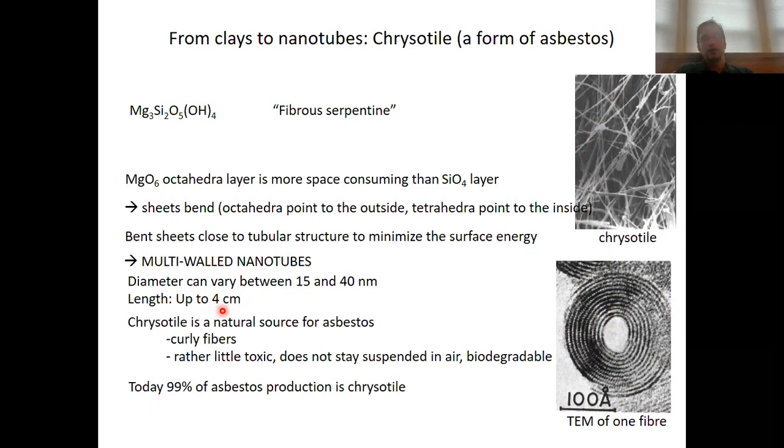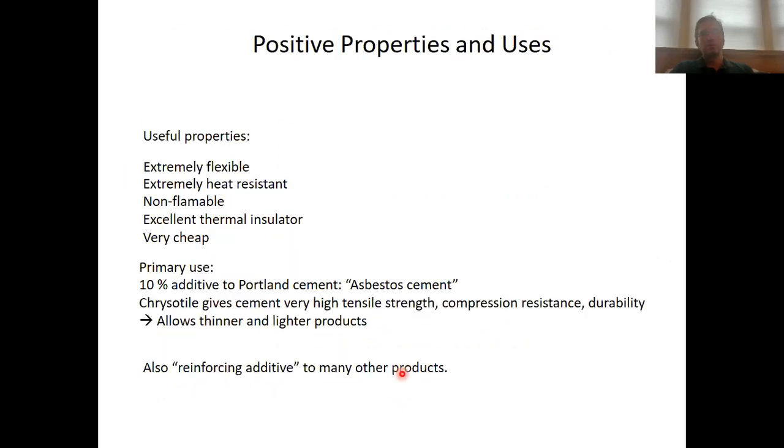So this chrysotile is one form of asbestos because of its fibrous structure. It can be used in order to reinforce other materials. This form of asbestos is the least toxic form of asbestos and is still used in some applications up to date. It does not suspend in air, and it's still biodegradable. So today, 99% of asbestos is actually chrysotile type asbestos.